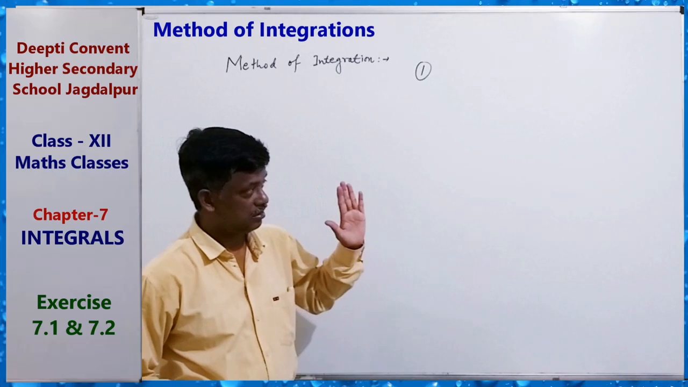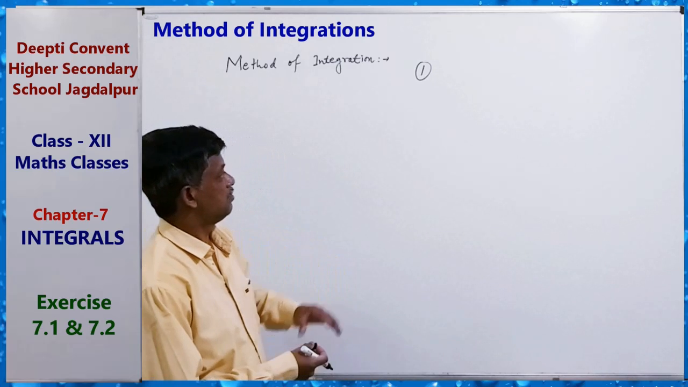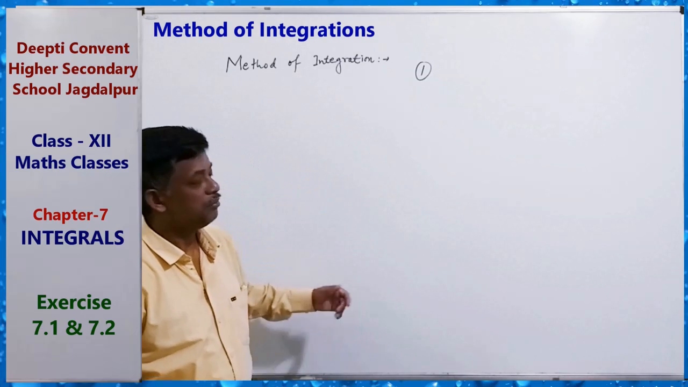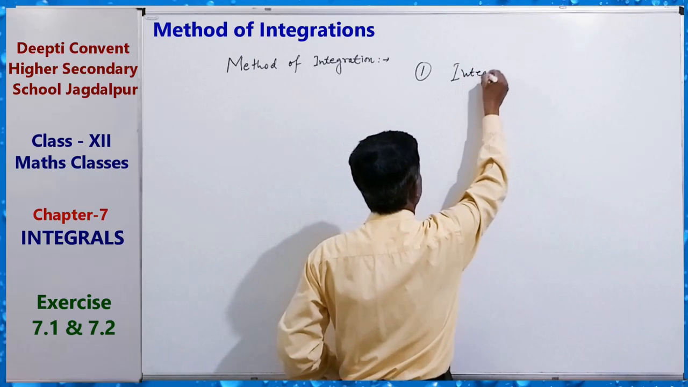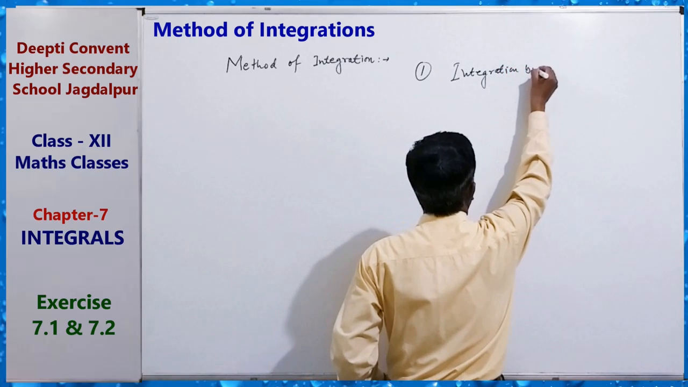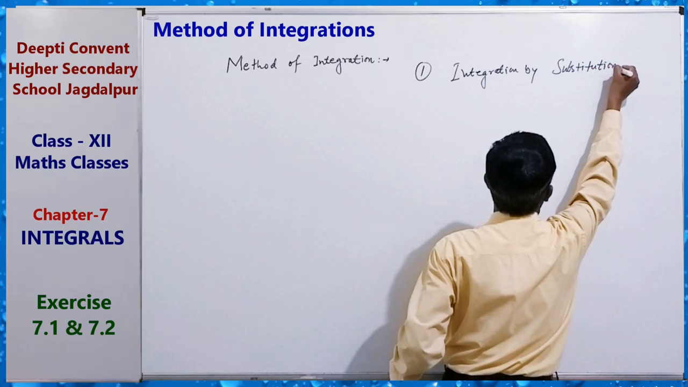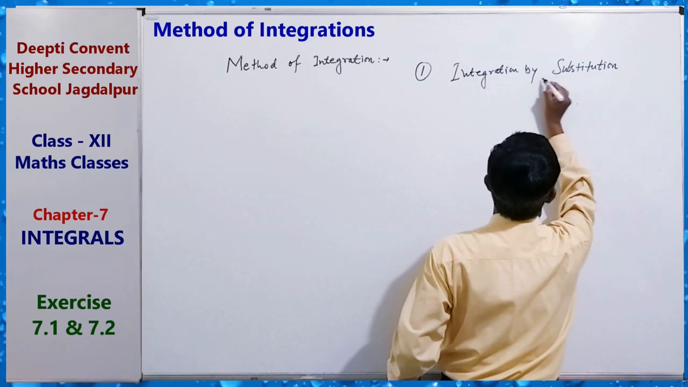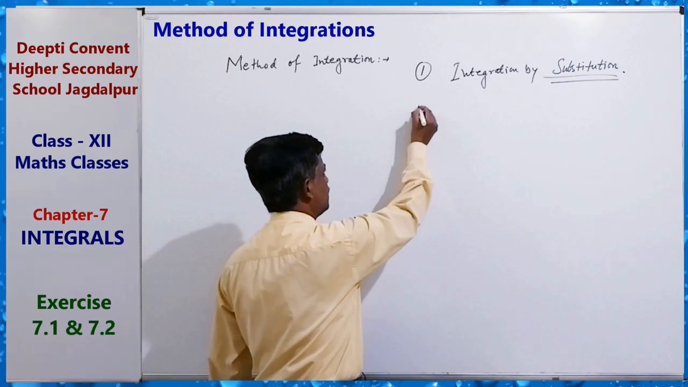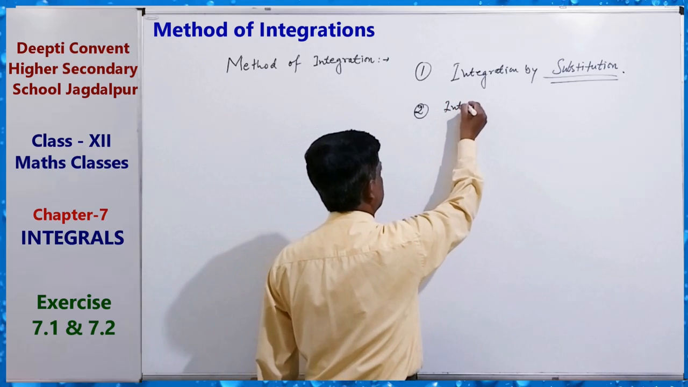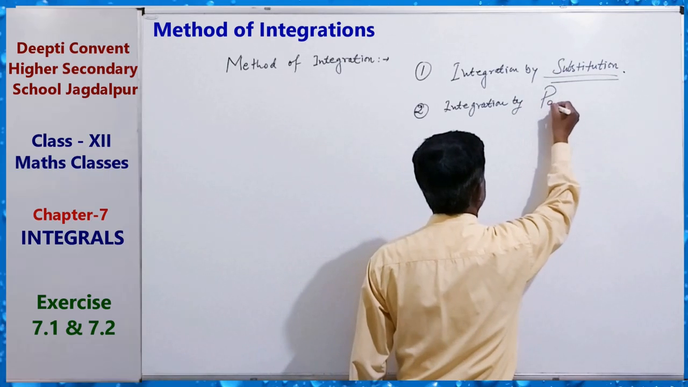If it is not possible, then we try a special type of method. The first method is integration by substitution. Then there are also methods like integration by partial fraction.